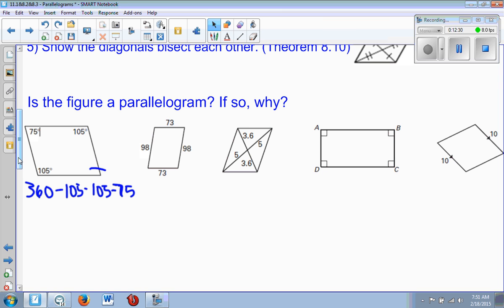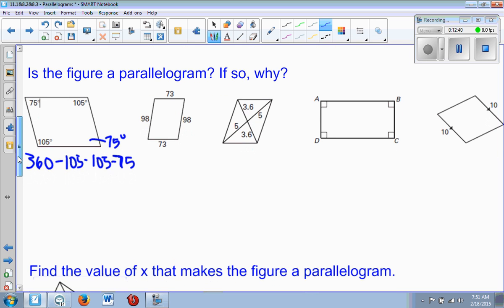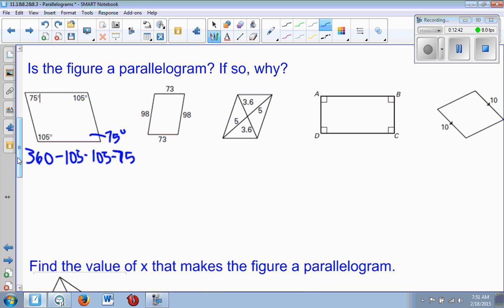It's actually 75 degrees. So if we're looking at these angles, notice that the opposite angles are congruent to each other. So I've got 75 and 75, and I've got 105 and 105. So yes, this is a parallelogram, and the reason why is because opposite angles are congruent.